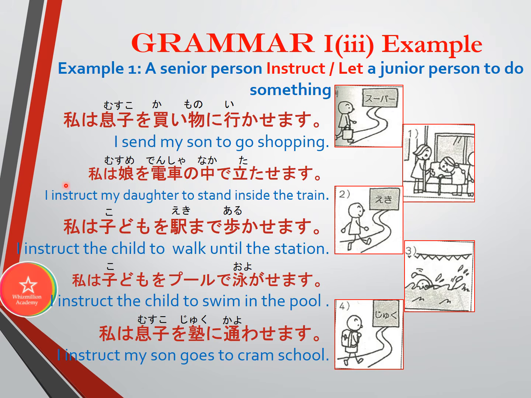Second sentence: watashi wa musume o densha no naka de tatasemasu. I instruct my daughter to stand inside the train. Watashi wa kodomo o eki made arukasemasu. I instruct the child to walk until the station.